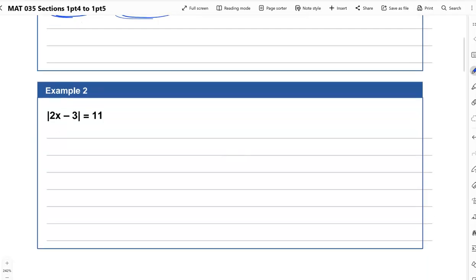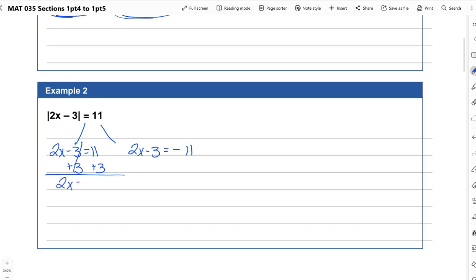Let's look at example 2. This is where you may want to pause the video, try it, come back and check your answer. So again, the absolute value is isolated, so we're going to create two problems. 2x minus 3 is equal to 11, and then 2x minus 3 is equal to negative 11. To solve, I'm going to add 3 to both sides.